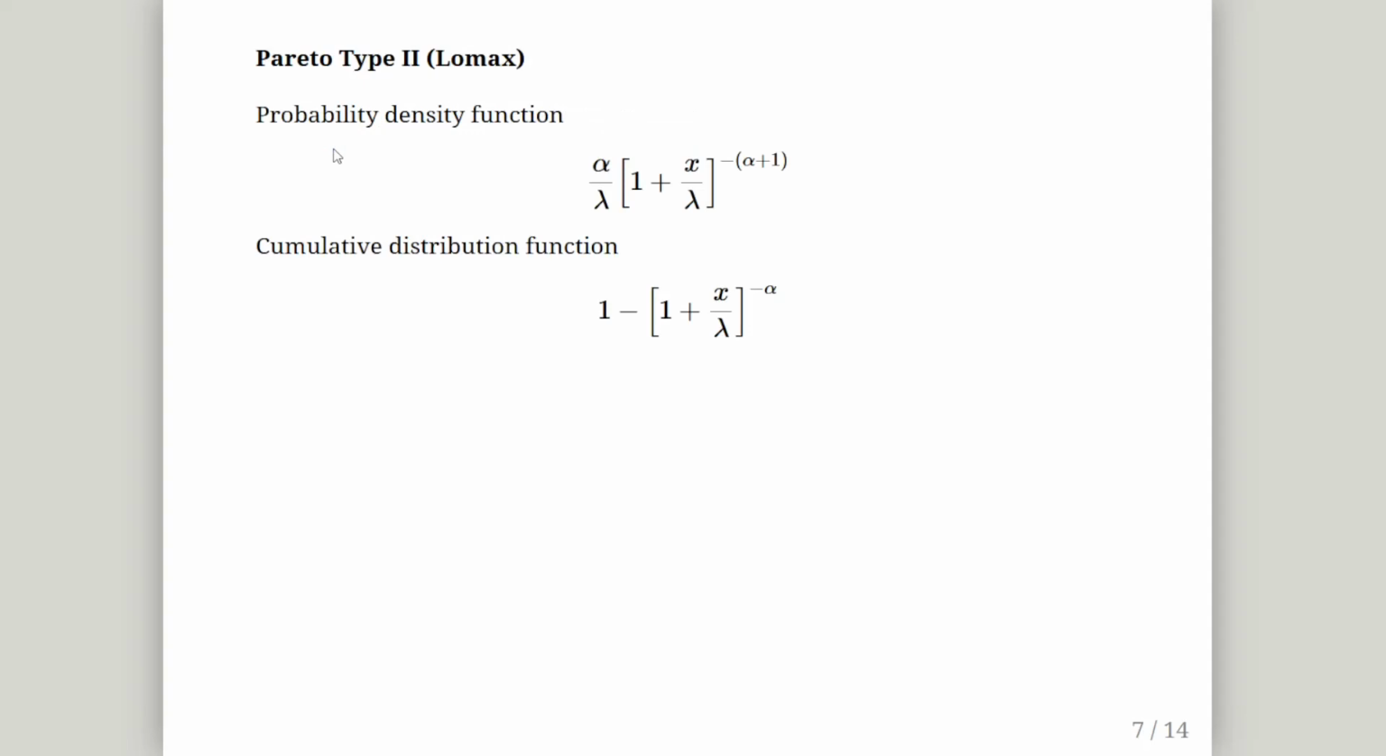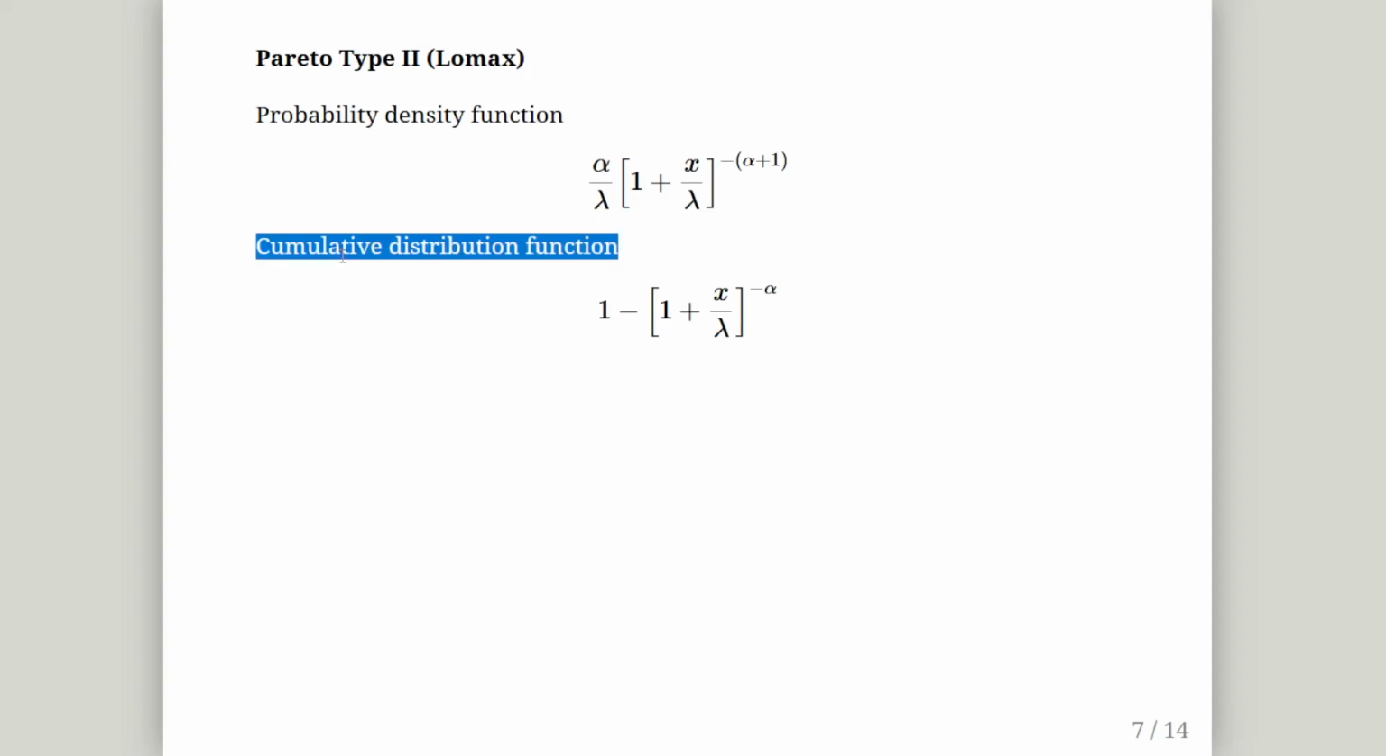Now, the Pareto type 2 distribution, the Lomax distribution, this is the probability density function. This is a different way of expressing what we have given in the question. It's just an algebraically rearranged version of what I have. This is essentially a piece of text from a textbook. This is the cumulative distribution function.